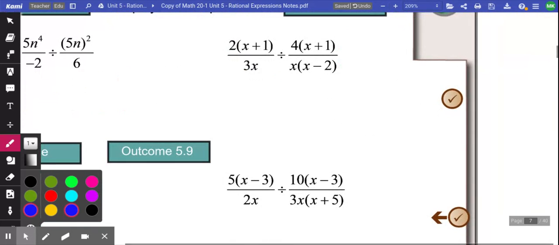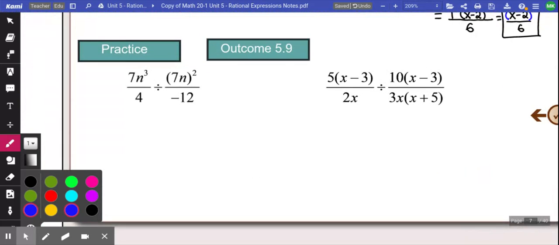All right, people. Two questions right here. Same idea. Hit pause. Go practice them on your own. Then come back and check out how you did.